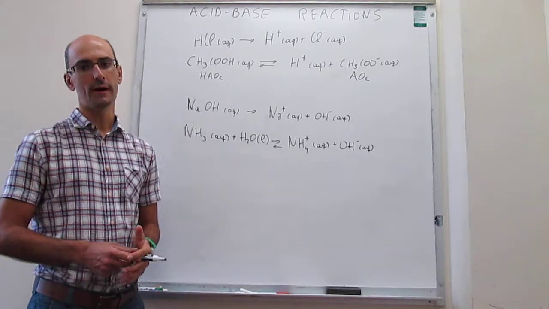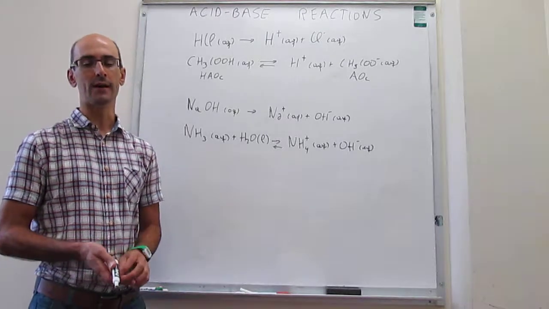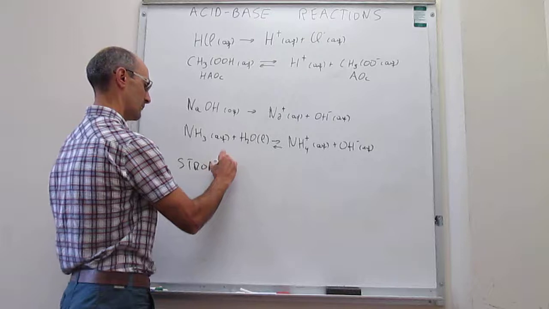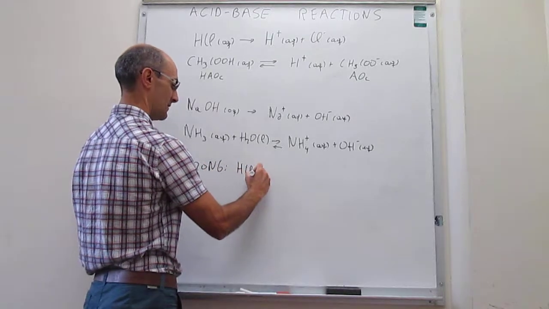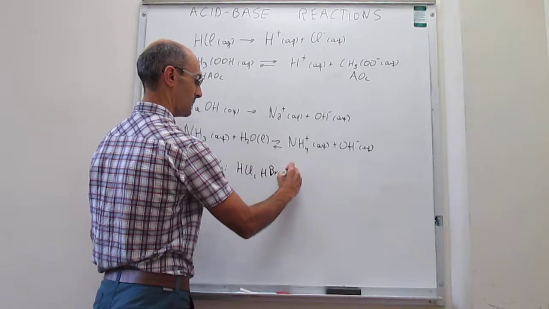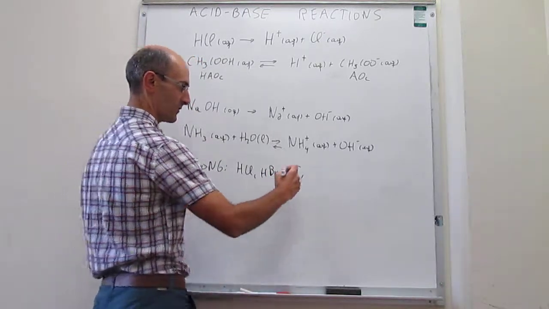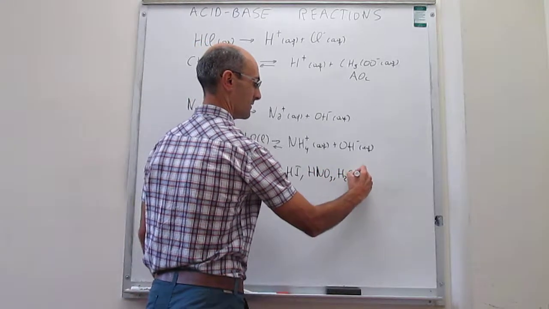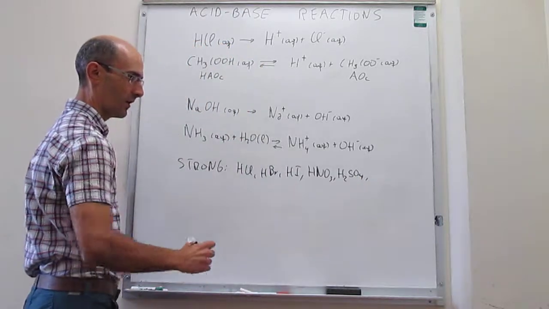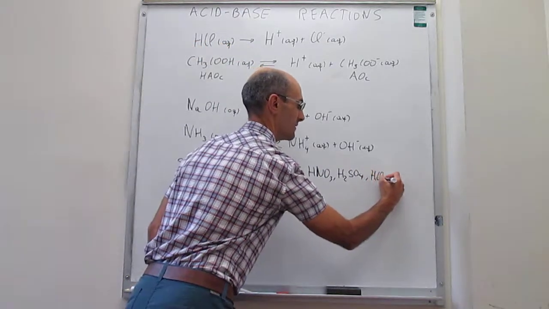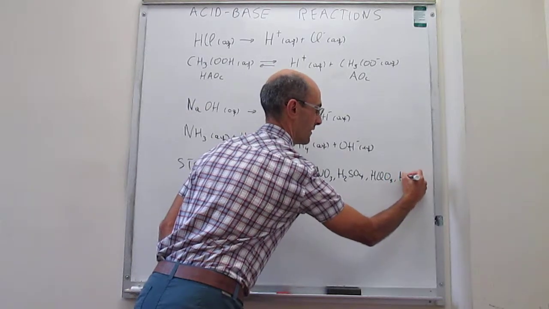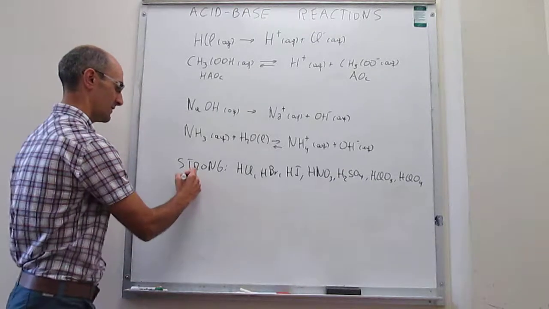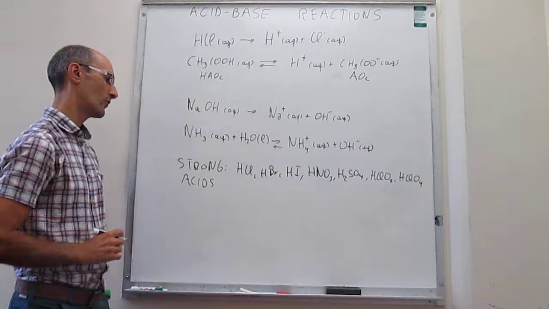All right, so we need to know a few of the strong acids so that we can do problems with them. The strong acids for this course are going to be hydrochloric acid, hydrobromic acid, hydroiodic acid. Then we're also going to have nitric acid, sulfuric acid, and then two more, chloric acid and perchloric acid. That's the list of strong acids that we have to know for this course.